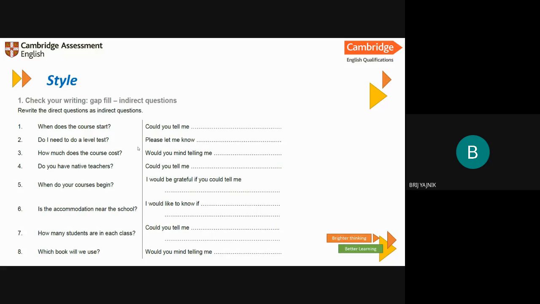Quickly, do I need to do a level test? Please let me know. Please let me know if I'm supposed to give a level test. Okay. Could you tell me? No. Leila, you are not supposed to change that. You're supposed to keep the first part as it is. Please let me know. Okay. Please let me know if I need to do a level test. Sneha, Ayushi, and everybody got it right.